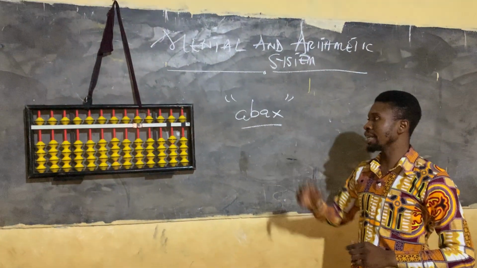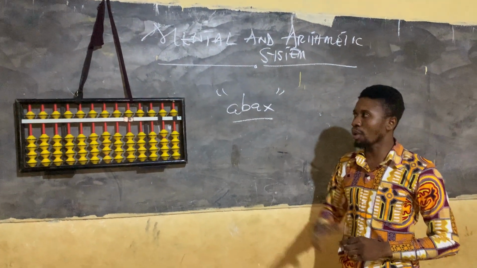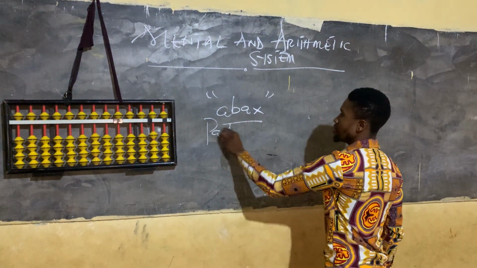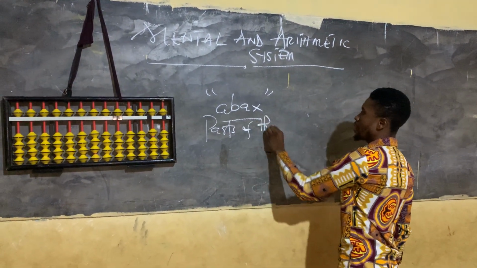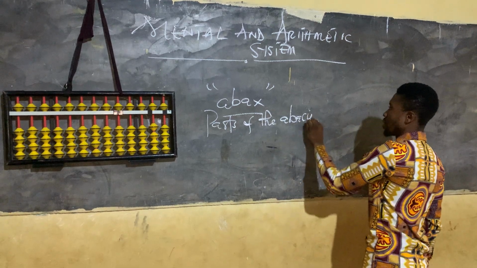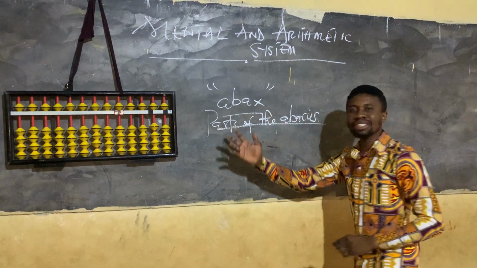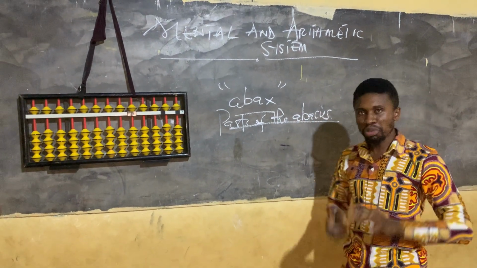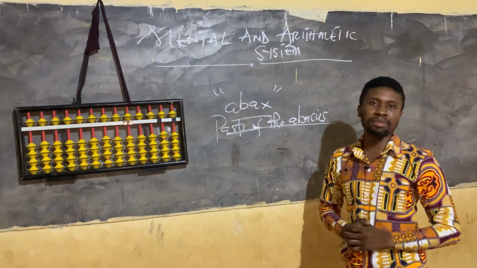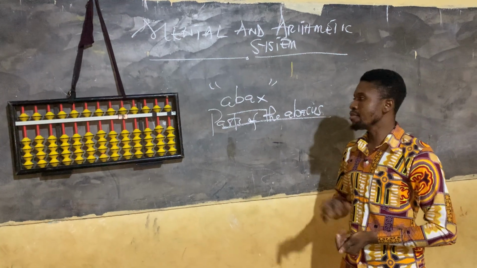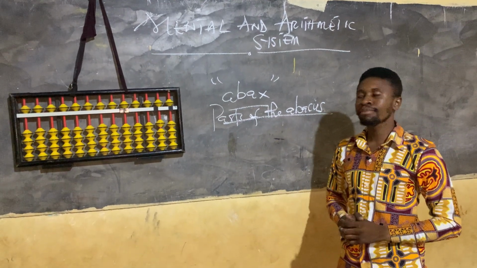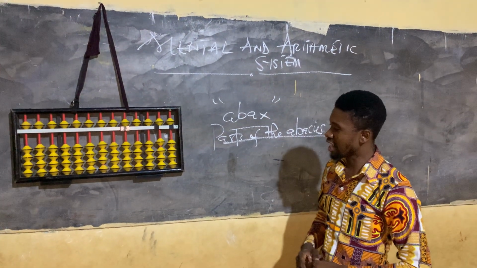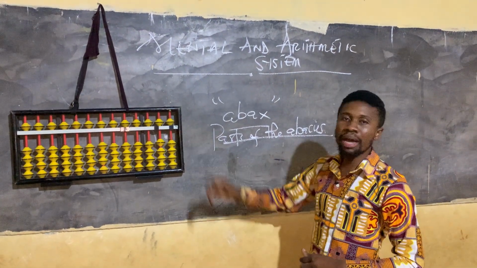All right, now quickly, before we learn any concept of the abacus, let's first talk about parts of the abacus. The abacus has so many parts, of which today will be our concept. This is episode 1, and we are going to discuss parts of the abacus. Now this is the abacus. As you can imagine, we have so many parts.